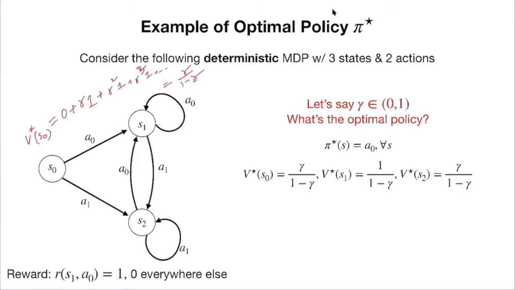Okay. And what about V star S1? If we start at S1 and start taking action A0, meaning that we start self-looping over and over again, we get a reward 1 for the first time step, gamma times 1 for the second time step, and gamma squared times 1 for the third time step, and so on and so forth. And this sum is 1 over 1 minus gamma.